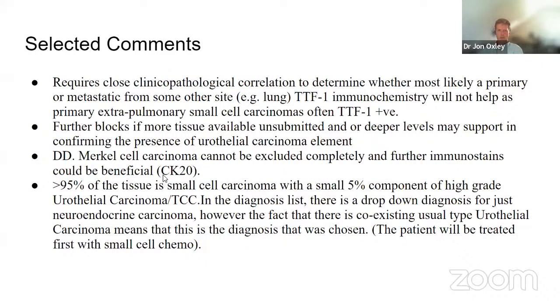Clinicopathological correlation, whether it was a primary or a secondary, again, a CK20 of Merkel. I mean, yeah. So they want 95% small cell with a small 5% of high-grade urothelial.